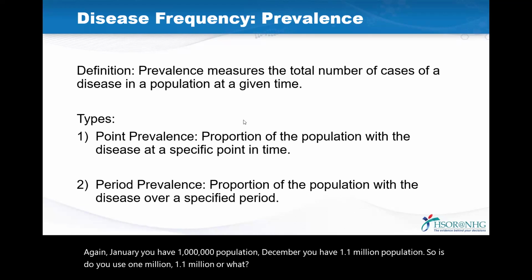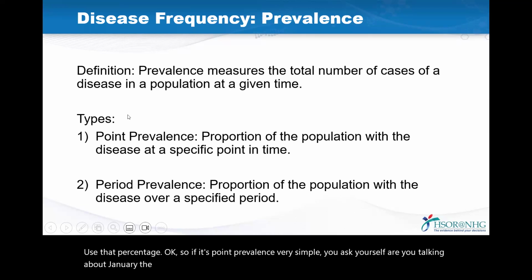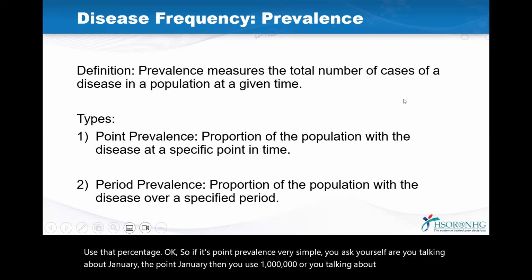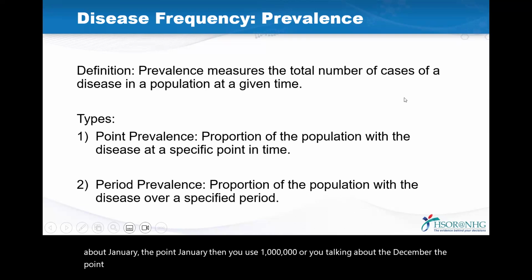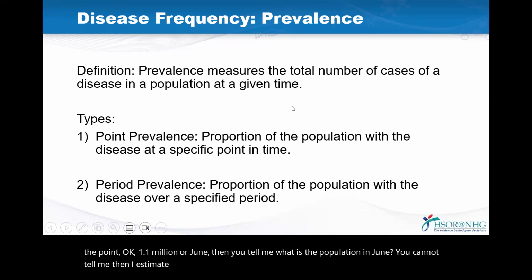Okay, so if it's point prevalence, very simple. You ask yourself, are you talking about January, the point, then use 1 million? Or are you talking about December, the point, 1.1 million? Or June, then you tell me what the population is in June. You cannot tell me you estimate it to be halfway. So this is called point.